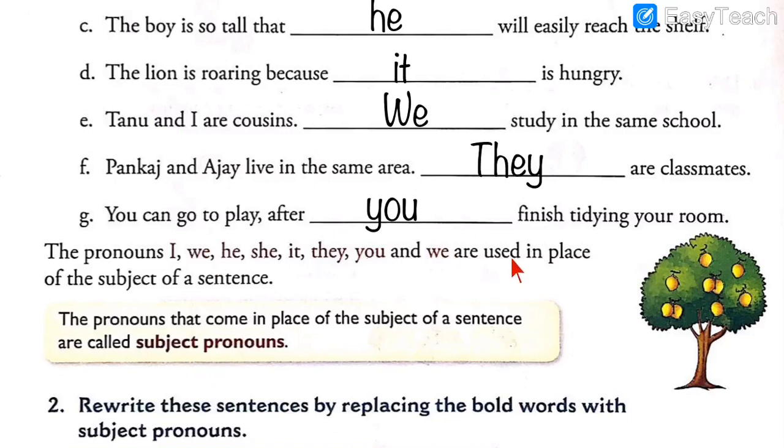Which are the subject pronouns that we have used? I, we, he, she, it, they, you, and we. These pronouns are subject pronouns. So, the concept of subject pronouns should be clear in your mind. The pronouns that we have used in exercise 1 are subject pronouns.